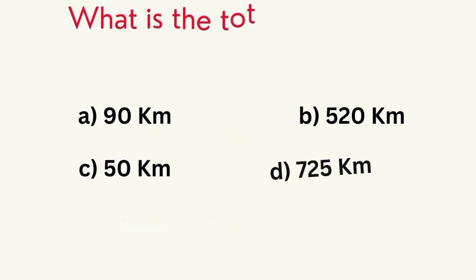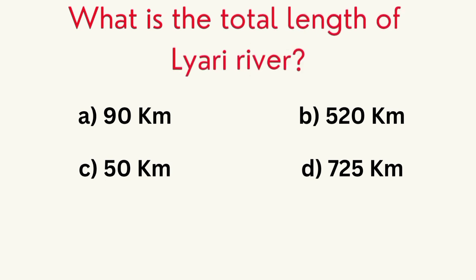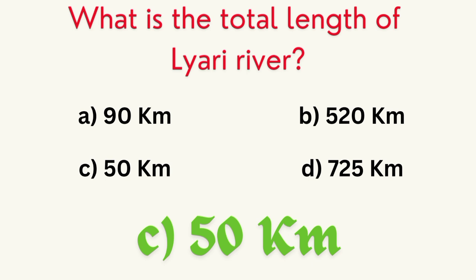What is the total length of Lyari River? A. 90 kilometers. B. 520 kilometers. C. 50 kilometers. D. 725 kilometers. Answer, C. 50 kilometers in Sindh.